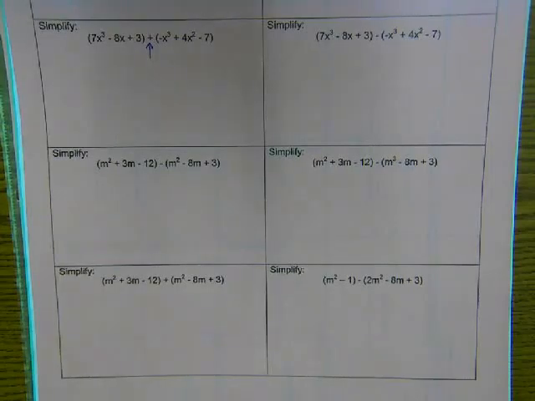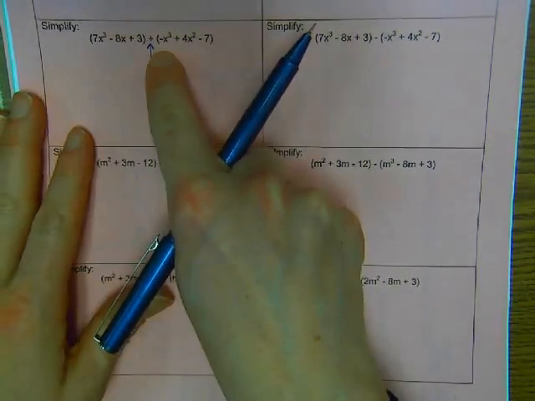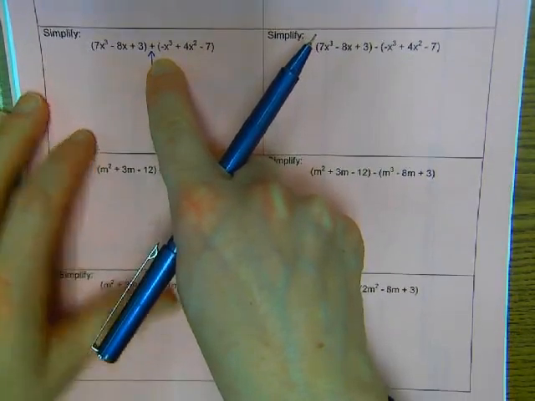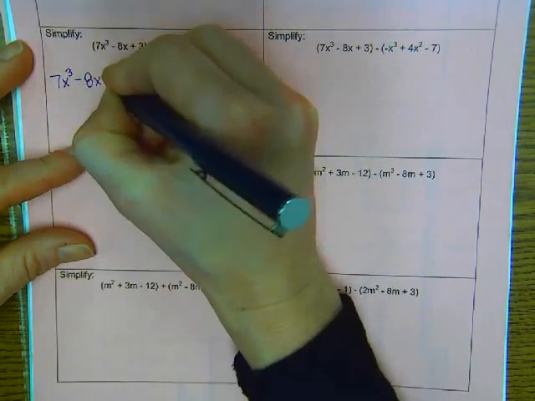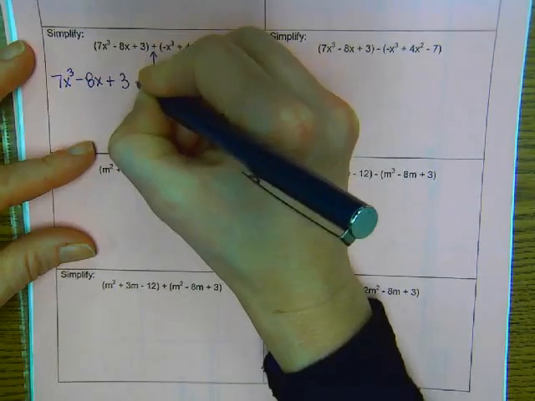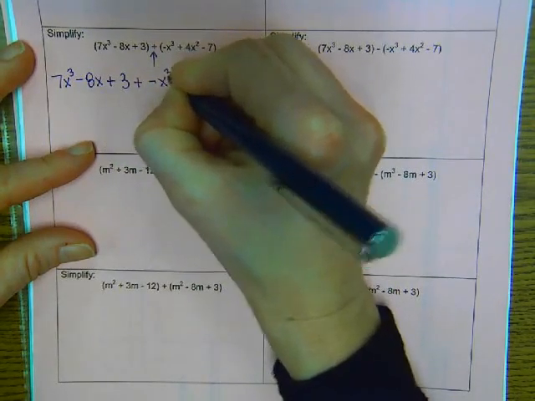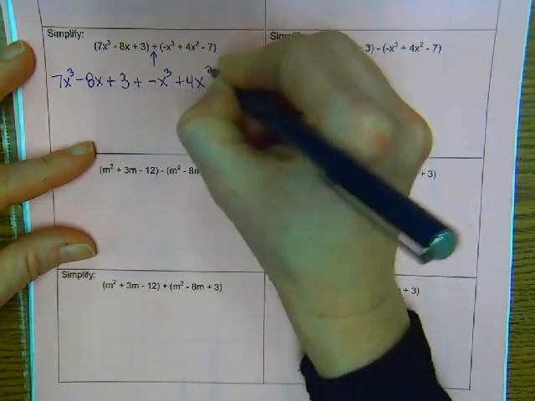So if I have an addition symbol, what I'm going to do is just rewrite it, and I'm going to remove the parentheses. So 7x cubed minus 8x plus 3 plus a negative x cubed plus 4x squared minus 7.